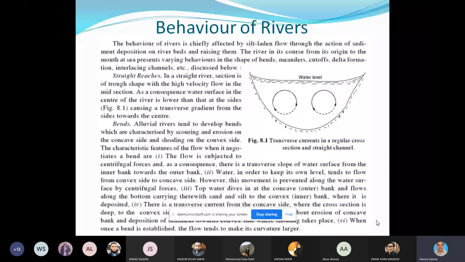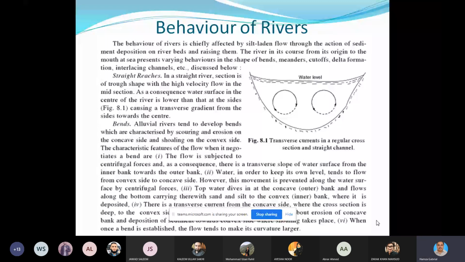This makes the river beds rise up, because there will be deposition on the river bed itself. So this is the chief cause of the behavior of rivers: due to the deposition of silt on the bed, it will start raising the river bed, and then the river will behave in different patterns.